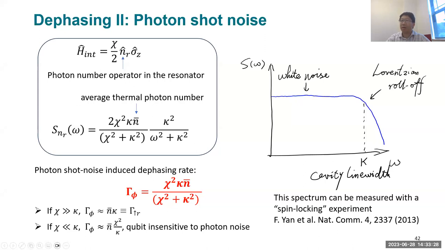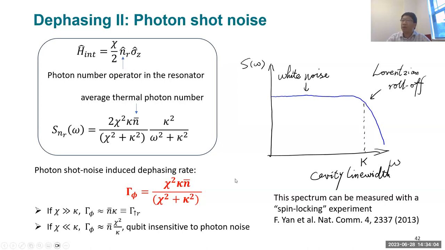But in general, if your n bar is not zero, usually it's very small, 10 to the minus 2, 10 to the minus 4. But if this is non-zero, then you do get a PSD coming from the photon shot noise. And if you plot this function, it roughly looks like this. Unlike 1/f, it appears very white or very flat at lower frequencies. And it's going to have a Lorentzian roll-off at the cavity frequency, which is usually a couple megahertz for your readout resonator. So this is your noise character.